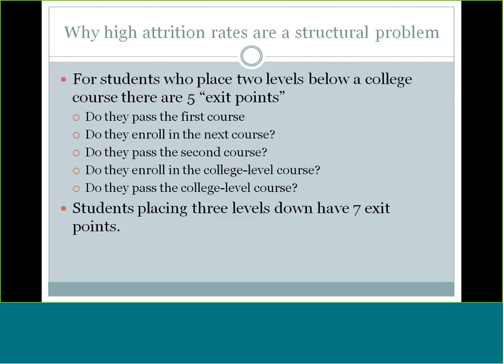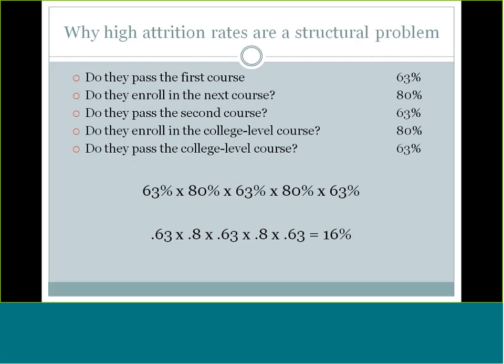So if we have a student who's three levels down, they have seven different places where they can stop out of the sequence. And so this becomes a pretty easy math problem. And I know that some of my English and reading colleagues don't all love math problems, but here's how it works. If we know on average 63% of students can get through any given course in our sequence, we can say, do they pass the first course? Well, 63% will.